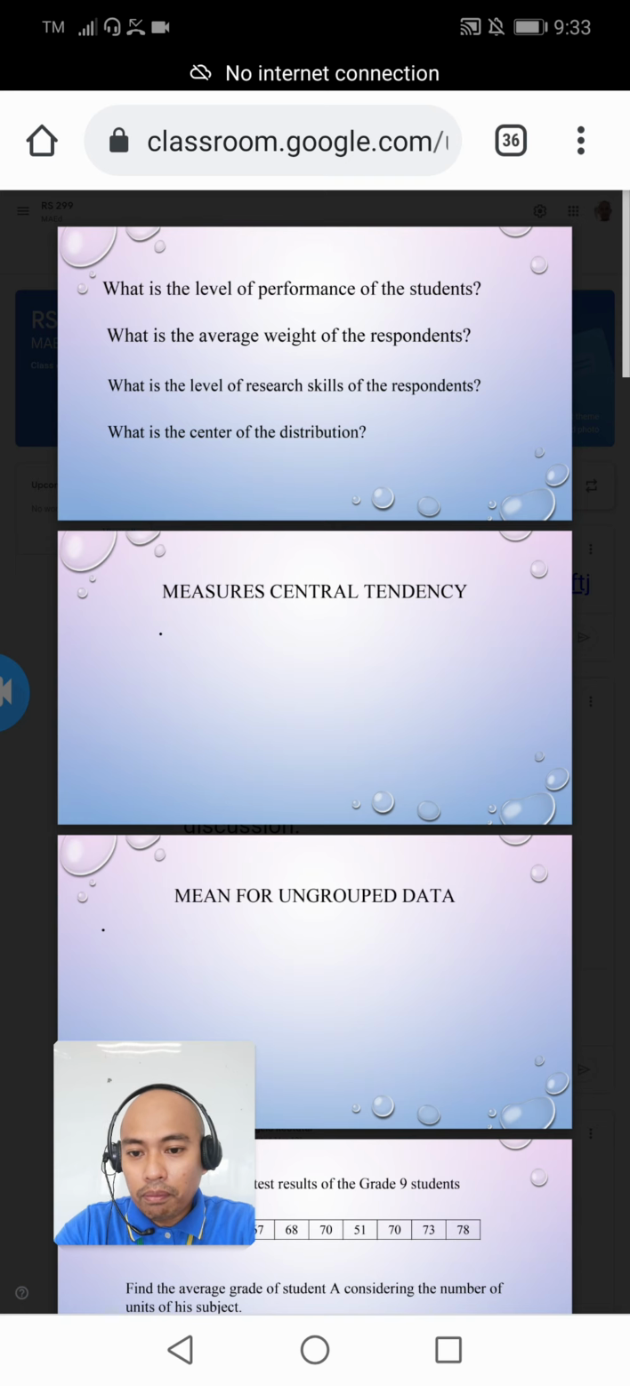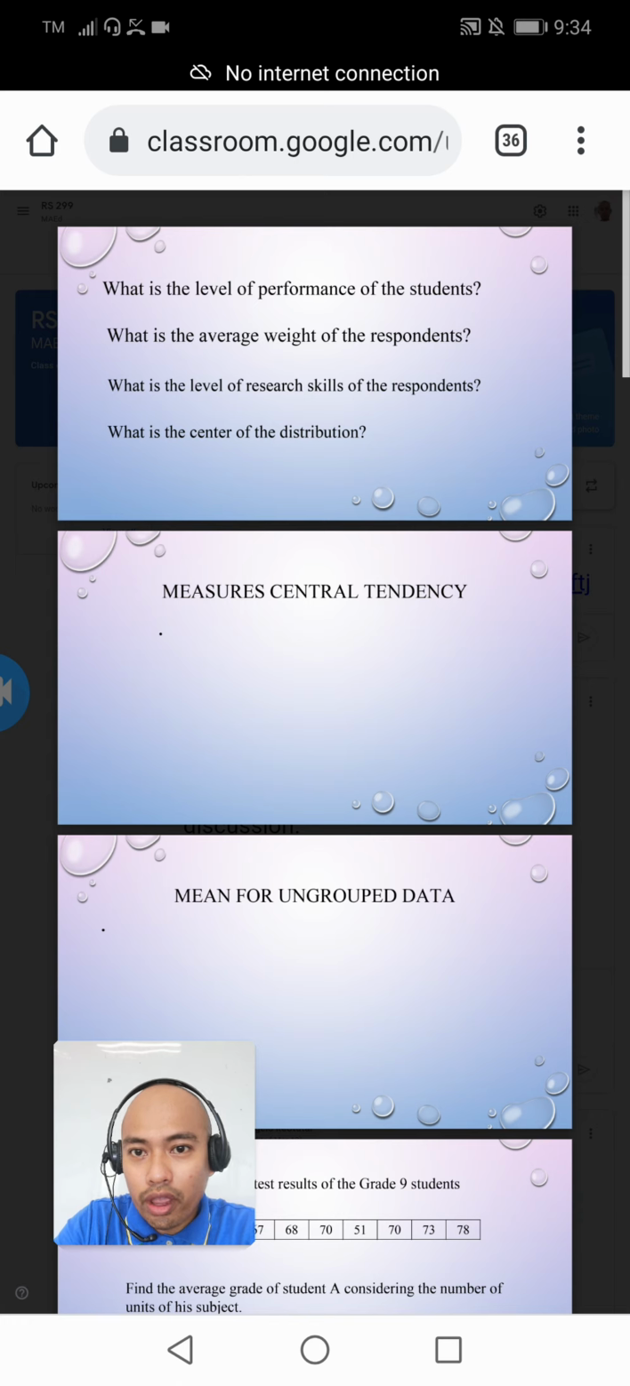Talking about level of performance means we are just trying to find the average, so the mean, or maybe the median, or the mode. And these three tools are under the measures of central tendency, which is the first measurement that we can utilize as part of the descriptive statistics to answer this set of questions.